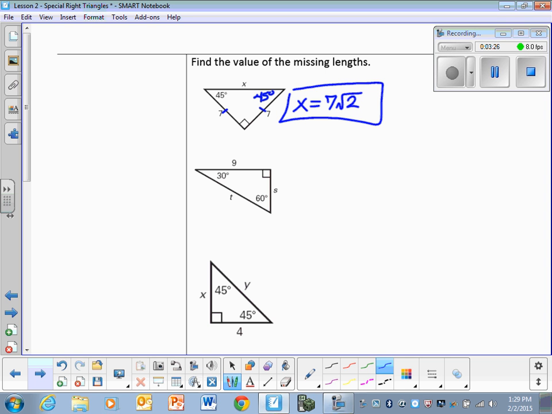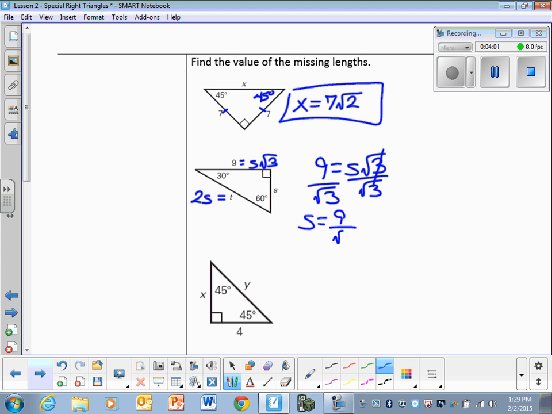The next example is a 30, 60, 90. Now, I know that my hypotenuse will be twice the short leg, and the longer leg is going to be the short leg times the square root of 3. And that means I have an equation to solve here. 9 equals s times the square root of 3. Oh, look, radical rules. You know they make me happy. S equals 9 over the square root of 3.